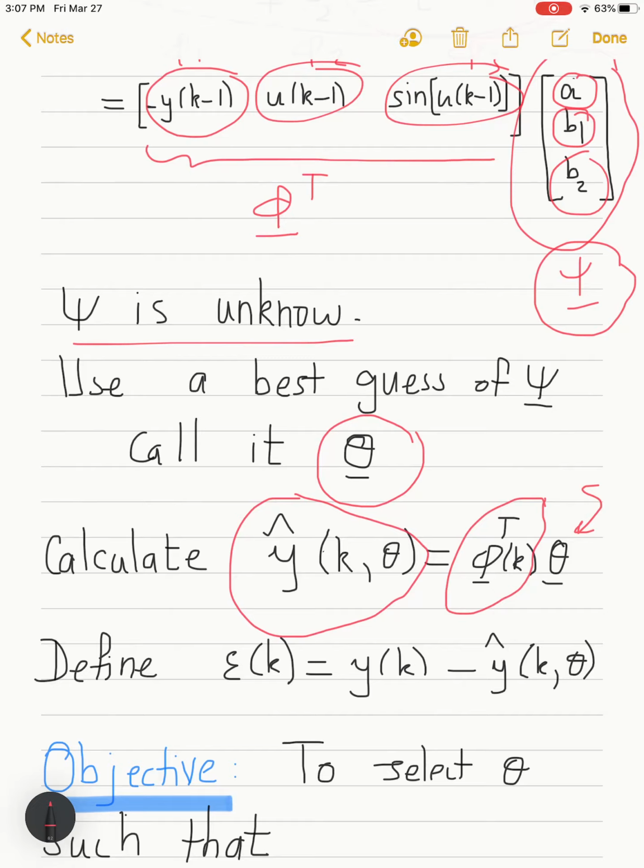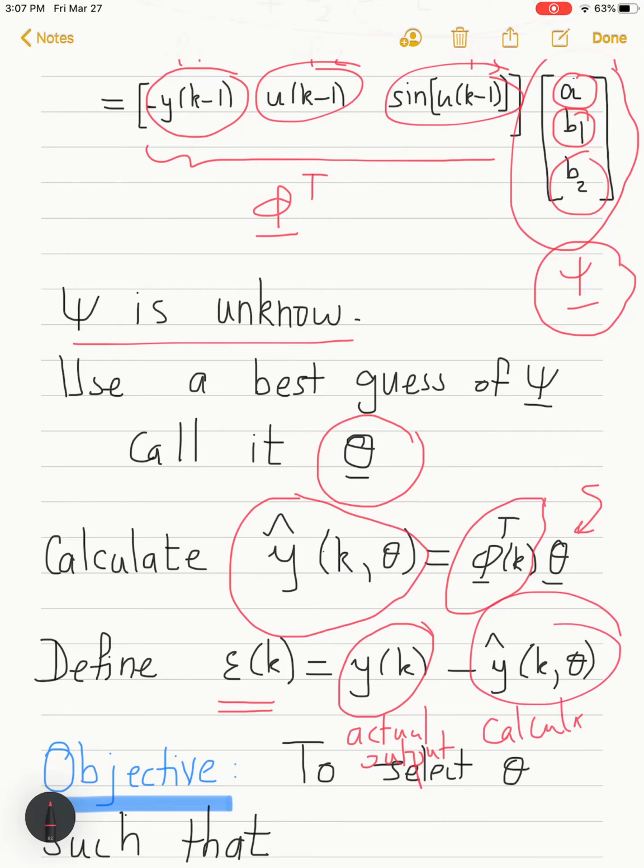I'm going to define an error signal epsilon, and this would be the difference between the actual output of the system, this is the actual output, and this is the calculated output. So y hat is calculated based on the guess theta.